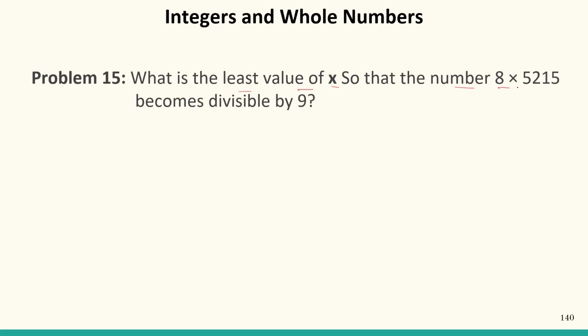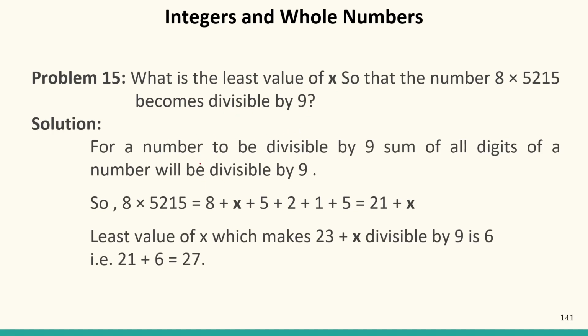What is the least value of x so that the number 8 x 50 x 15 becomes divisible by 9? Okay. So for a number to be divisible by 9, we want the sum of all the digits of the number. We will sum all the digits and then divide by 9. If it is divisible, then the number is divisible.